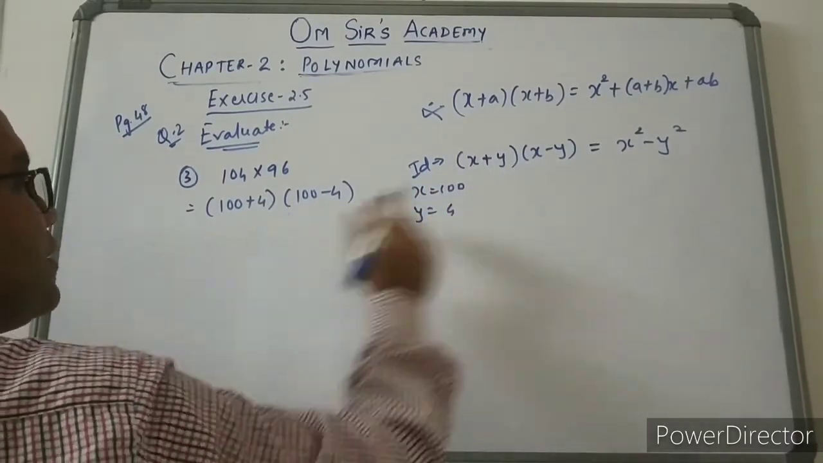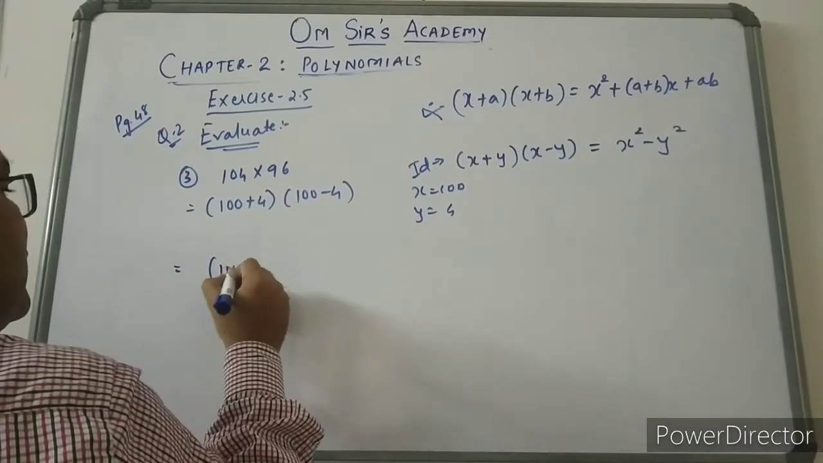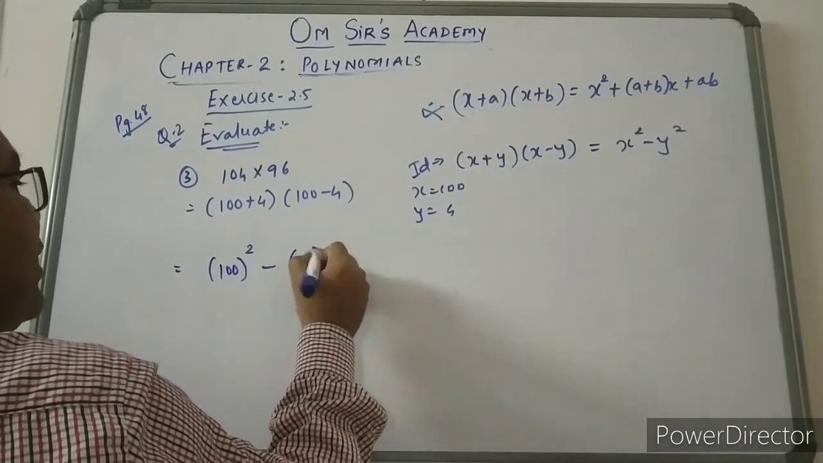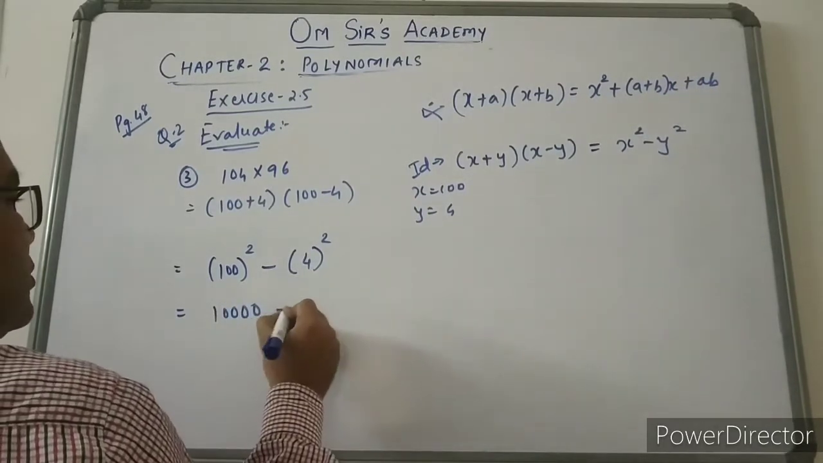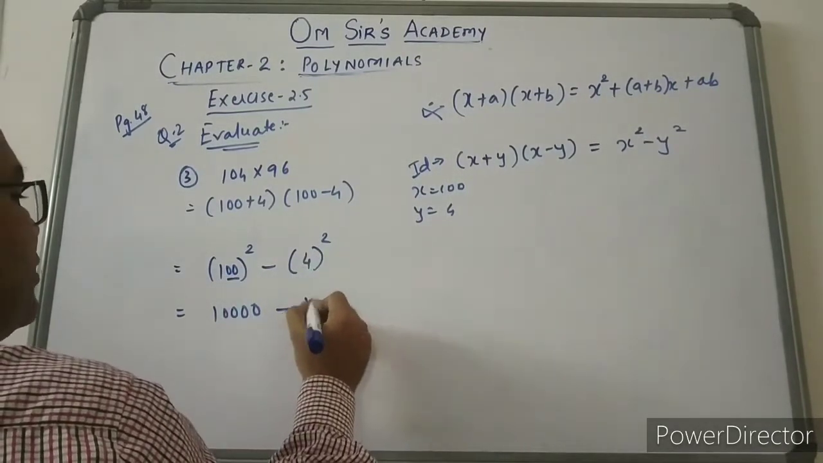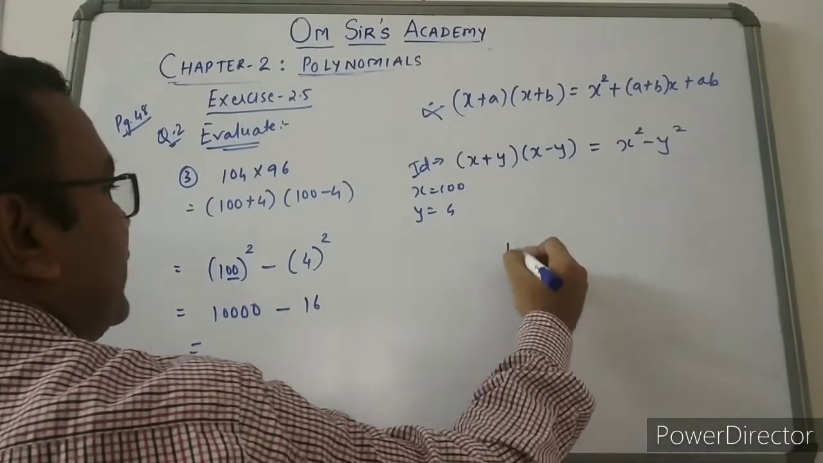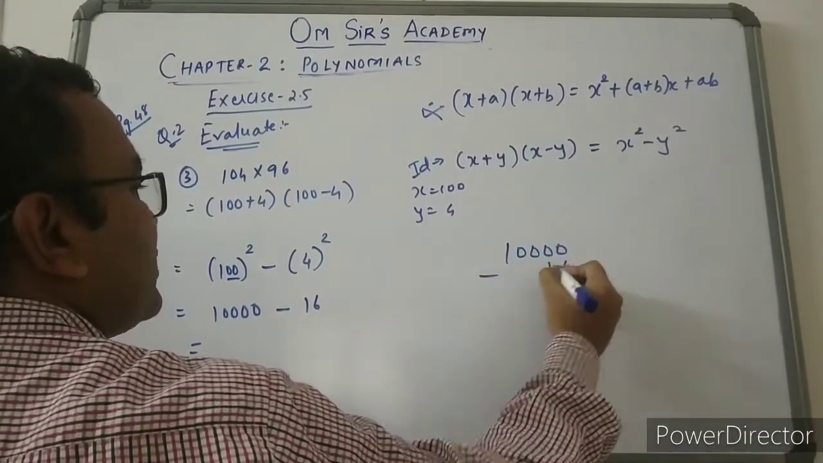So it will be x square minus y square, that is 100 the whole square minus 4 the whole square. 100 square is what? 10,000. Okay, and 4 square is what? 16. So 10,000 minus 16, what will you get?